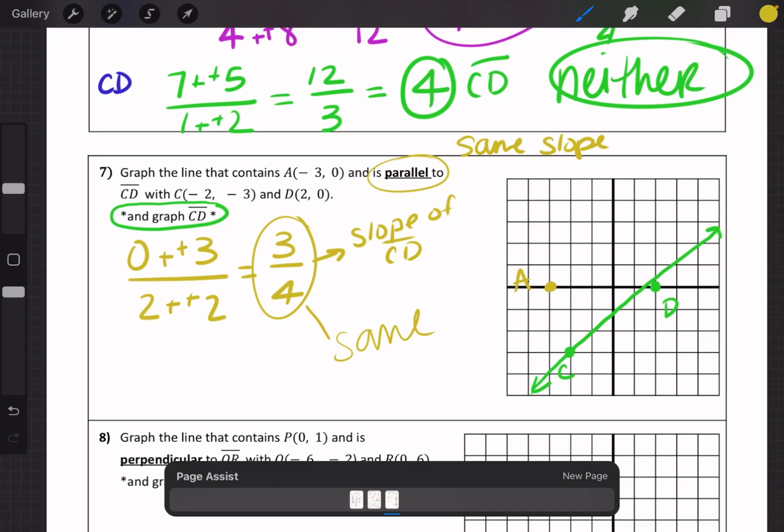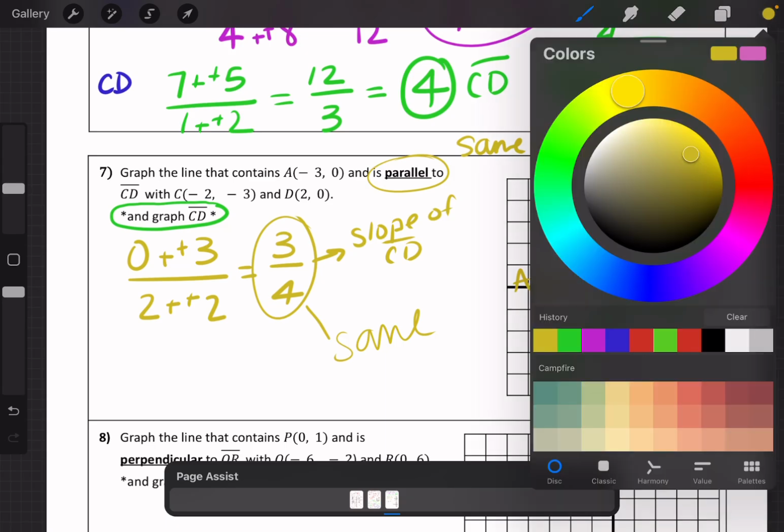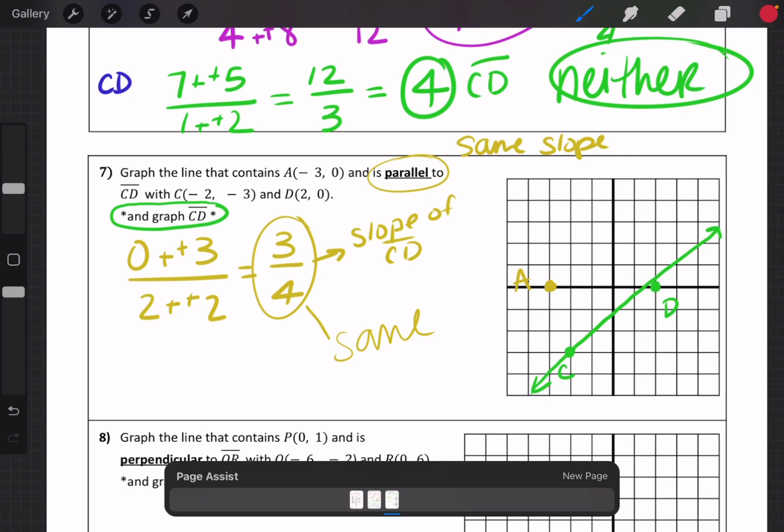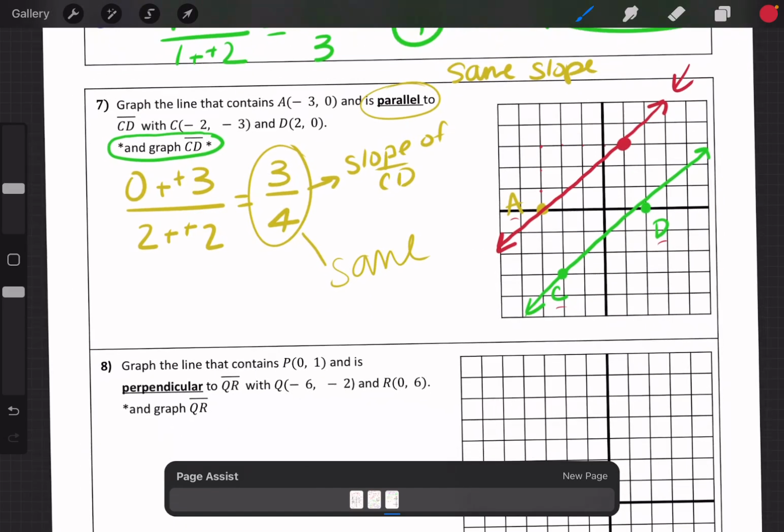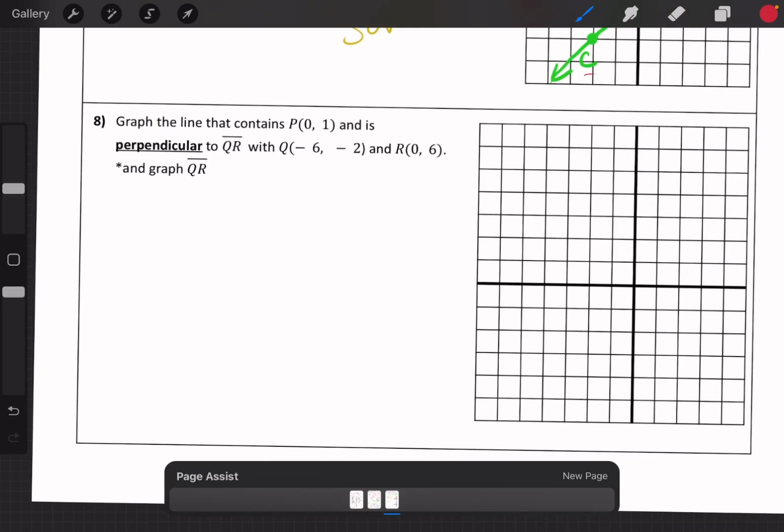So what you're going to do is from A, I'm going to use a different color here. You're going to go up 1, 2, 3. That's your rise. And you're going to go over 1, 2, 3, 4. So that would be my other point. And we're going to draw a nice straight line using our ruler. And that right there would technically be your answer, but I do want you to have both of them. Make sure you label your points with the letters A, C, D, and then that would be your line that you have.